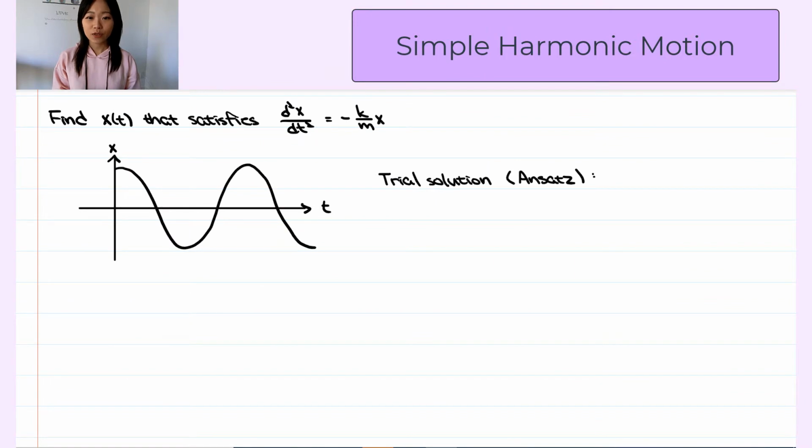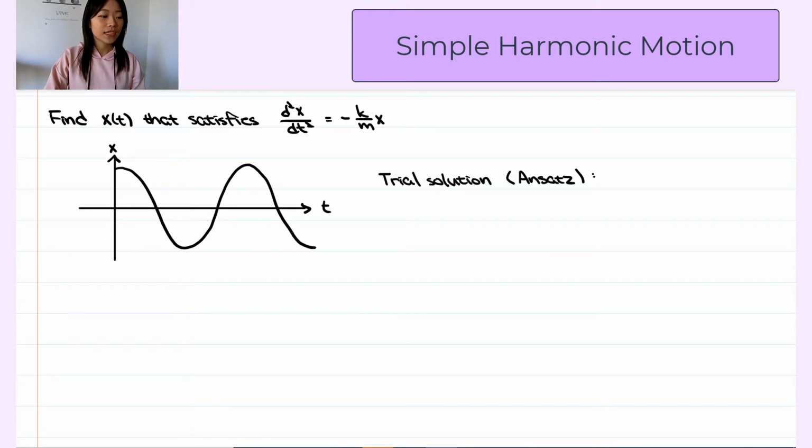Now let's try to find the solution to the simple harmonic motion, which is we want to find x as a function of time that satisfies the differential equation that we just found. And let's have a trial solution. In physics, a trial solution we often call the ansatz. Let's try a cosine function, because when you watch a child on a swing, or when a mass is attached to a spring and is oscillating, you'll see the pattern of displacement as shown in the plot. So we can guess that the solution may be something related to a cosine function.